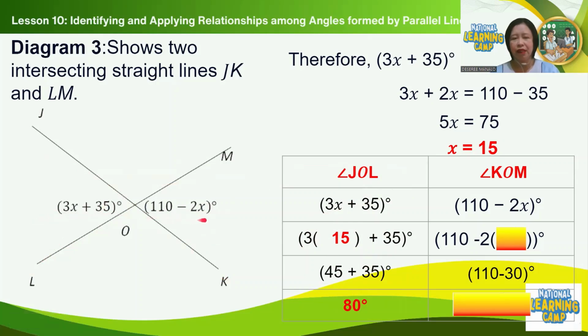The angles are vertical. The measure of the angles are equal. So JOL is 80 degrees. Do you think that angle KOM is also 80 degrees? Let's find out. 110 minus 2x, the value of x is 15. Multiply 2 times 15, the answer is 30. And 110 minus 30, the answer is 80 degrees. So as we can see, they are equal. So the measure of angle JOL is equal to the measure of angle KOM.